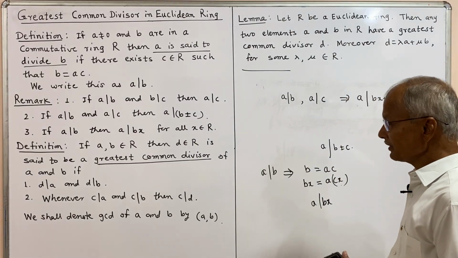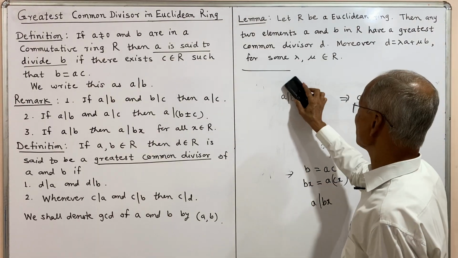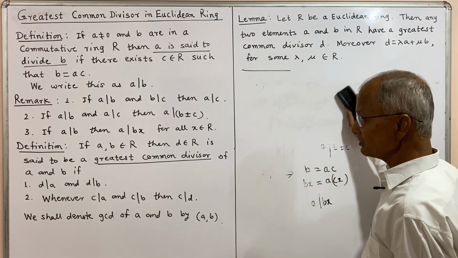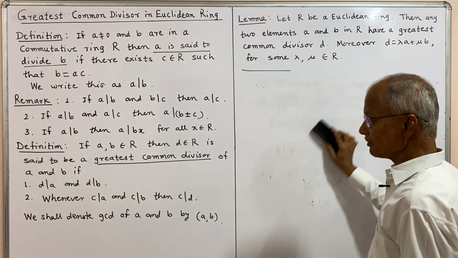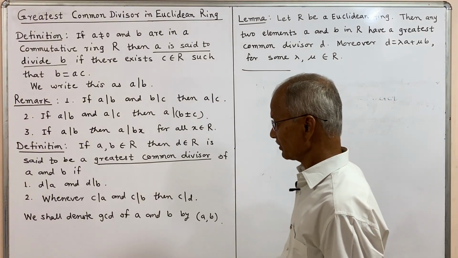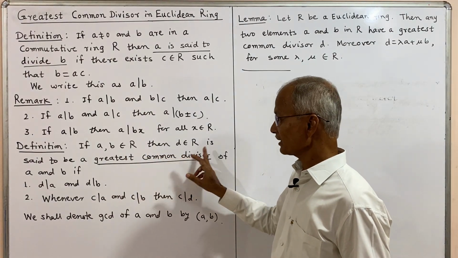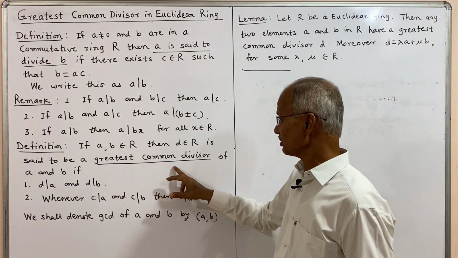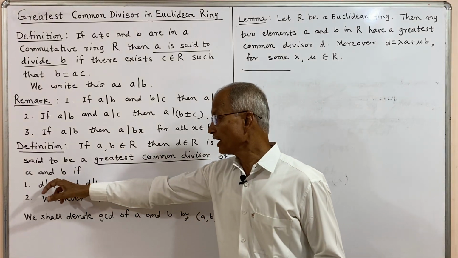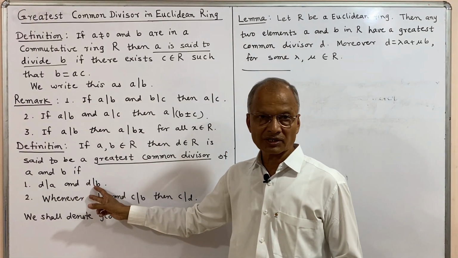Now the next definition is of greatest common divisor. You see, A, B are elements of a commutative ring R, then D belongs to R is said to be a greatest common divisor of A and B if there are two conditions.